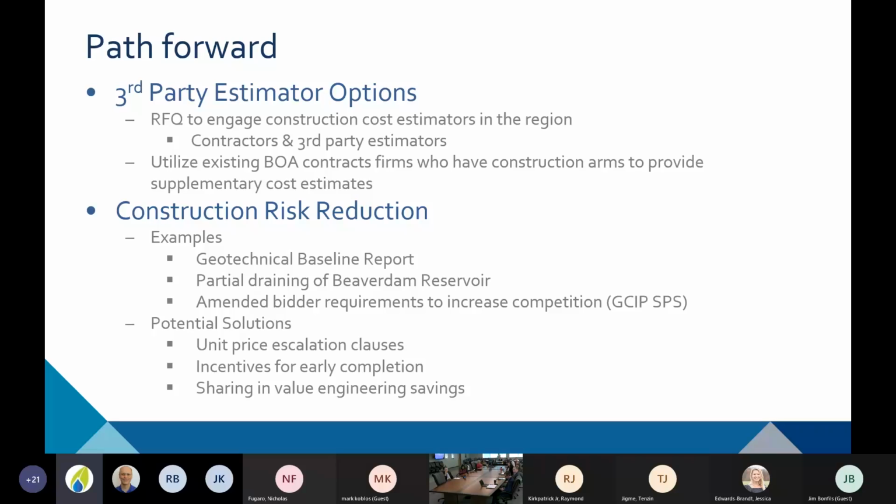Some other things that we can look at are unit price escalation clauses, incentives for early completion, or sharing in the value engineering savings. These would all be case by case, project by project, but these are other things that we'll look into. I've got some background on incentives for early completion.